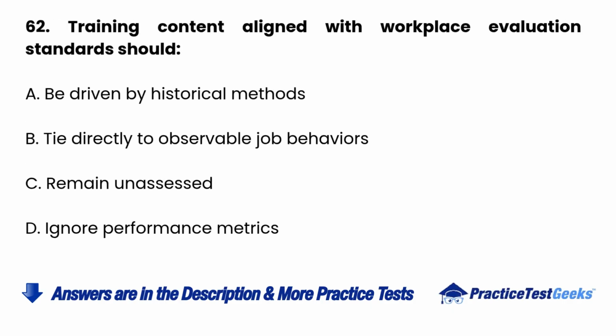62. Training content aligned with workplace evaluation standards should: A. Be driven by historical methods. B. Tie directly to observable job behaviors. C. Remain unassessed. D. Ignore performance metrics.